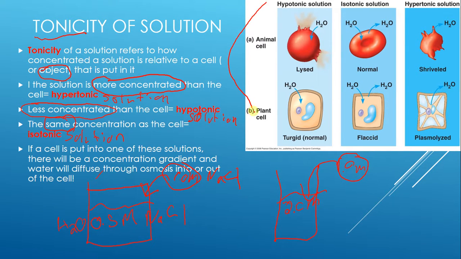Very important, being able to predict what a cell will do if placed in a solution. It's important to know what will happen to a cell if it's placed in a hypotonic solution. Water is going to enter the cell. In a hypertonic solution, water is going to leave the cell. In an isotonic solution, no net diffusion.